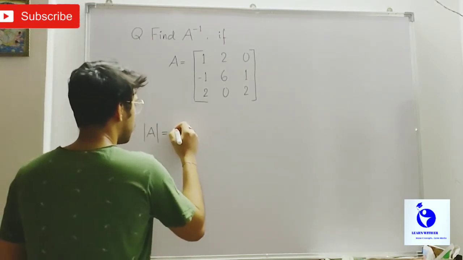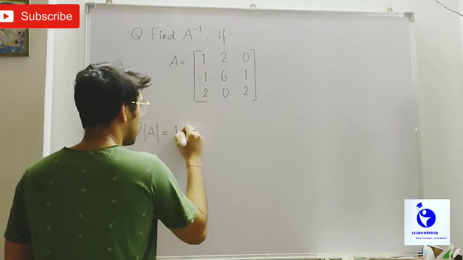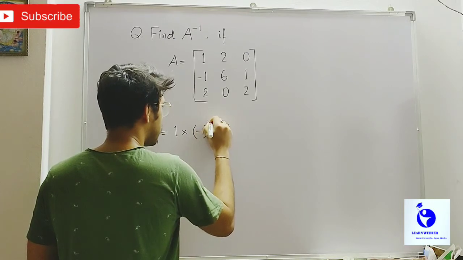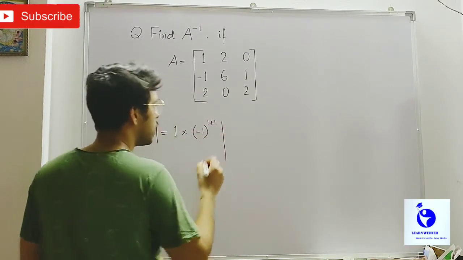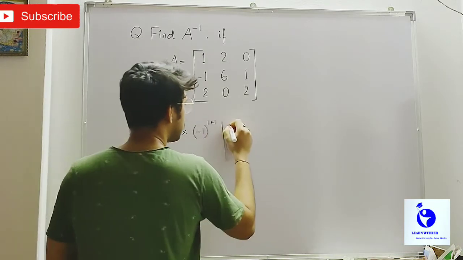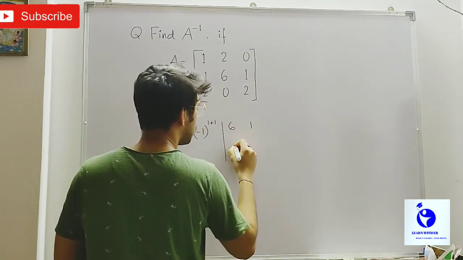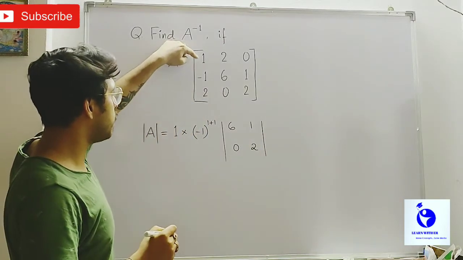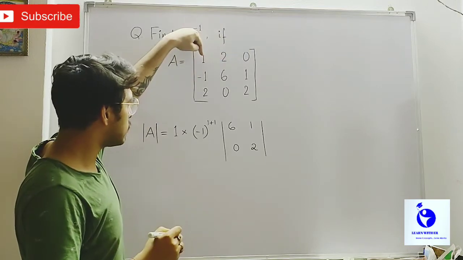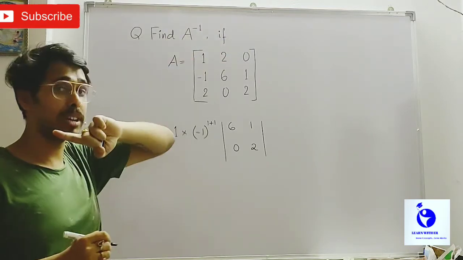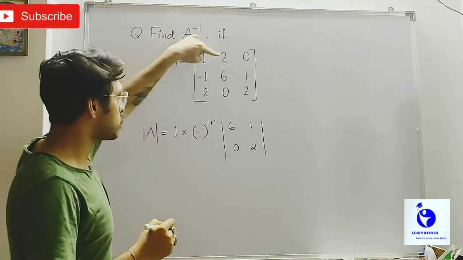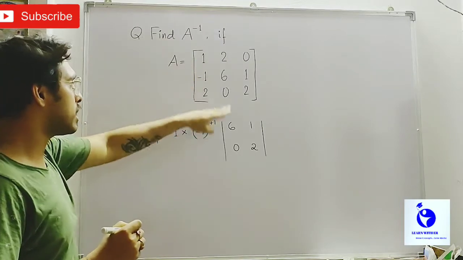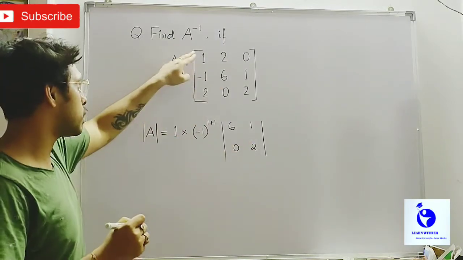So we are starting with the first element, that is 1. And what will be the cofactor of 1? That will be minus 1 to the power of 1 plus 1, and the determinant of the minor, which is 6, 1, 0, 2. Now how are we finding the minors? We just need to eliminate the concerned row and the concerned column of the particular element that we are taking. Since 1 is on the first row and first column, we are going to eliminate the first row and the first column, and whatever is left, that is the minor of the particular element.